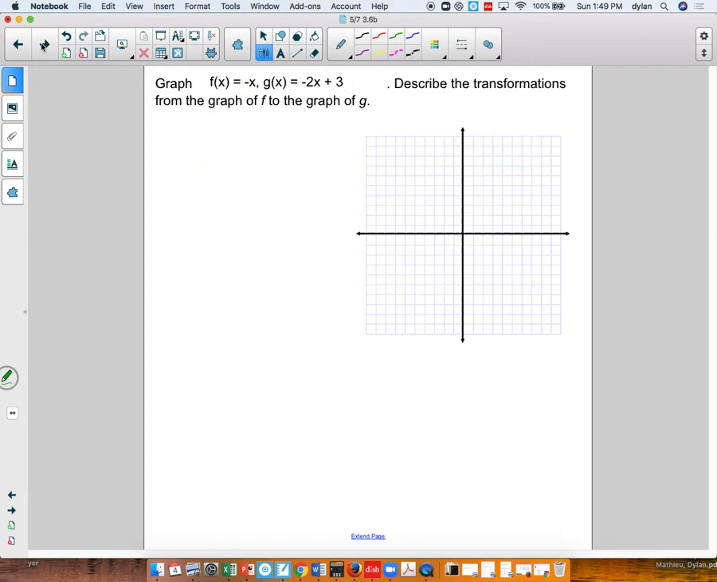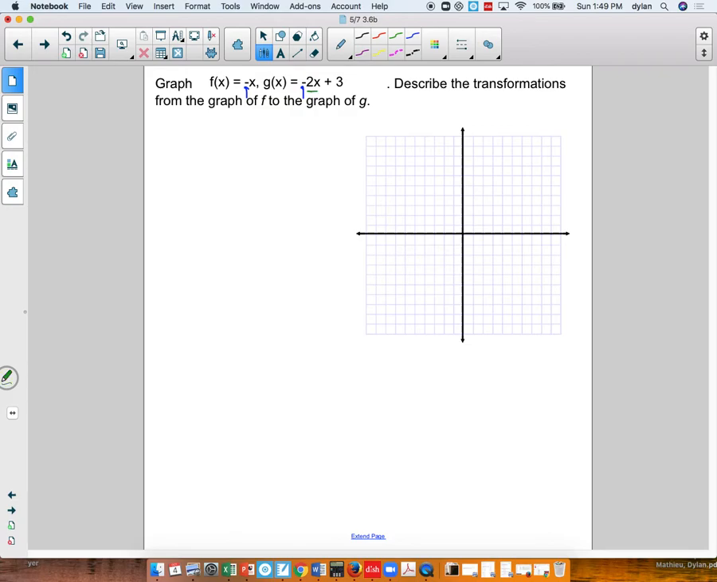So let's look at another one of these. We have f of x equals negative x, and g of x equals negative 2x plus 3. And the first thing we want to do is write down our transformations. And again, I want to point out that since they both have a negative, the negative is not a transformation because it was in the original function. However, we do have two transformations here.